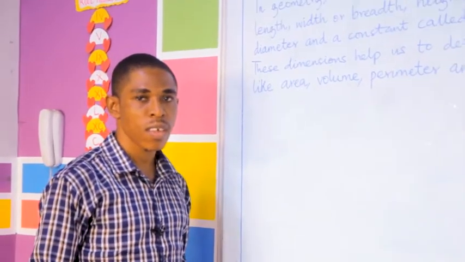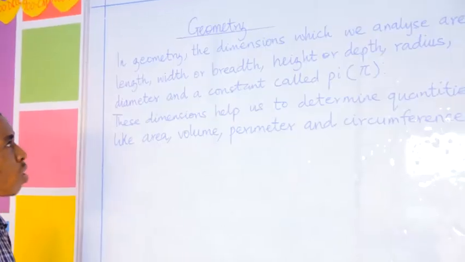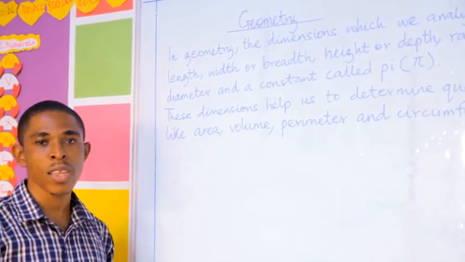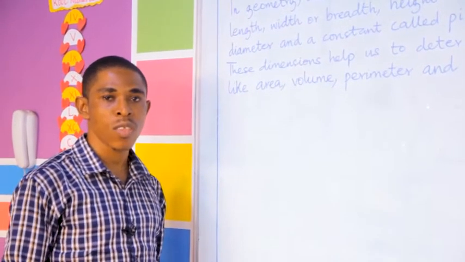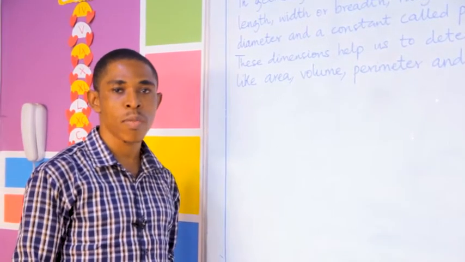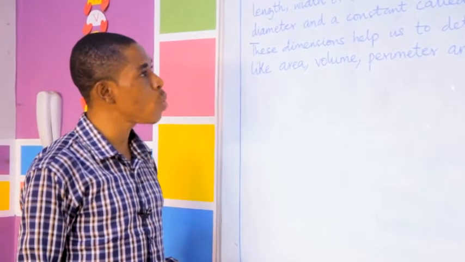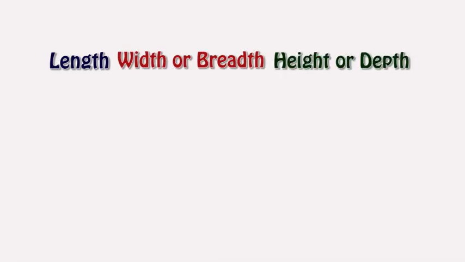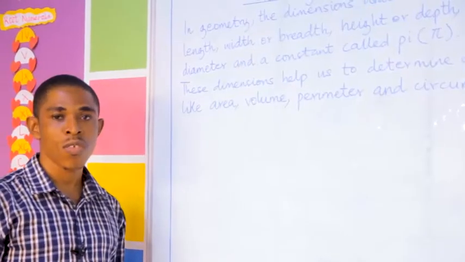Like we always say, geometry is a branch of mathematics which studies lines, angles and shapes. To do this properly, you must be able to analyze the dimensions which help you to carry out calculations related to whatever shape, whether plane shapes or solid shapes in geometry. And the dimensions which we analyze usually are length, width or breadth, height or depth, radius, diameter, and we have a constant which we call pi, which helps us to solve problems related to circles.